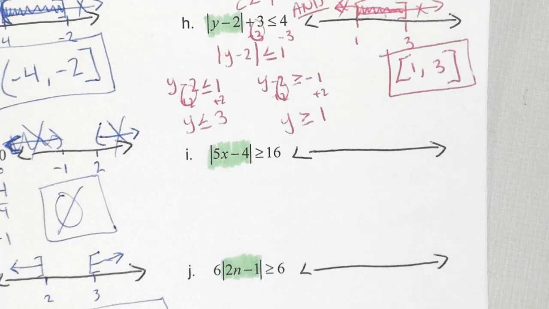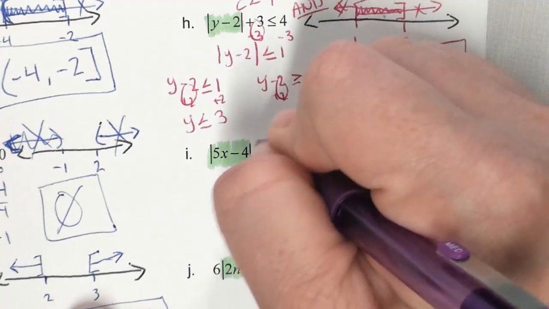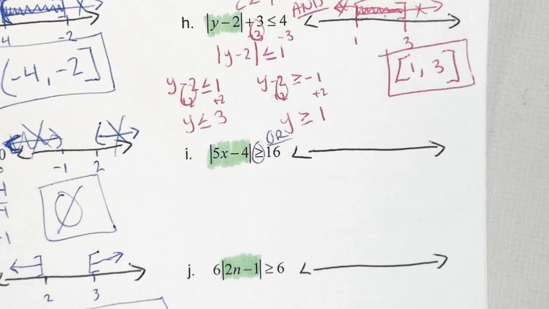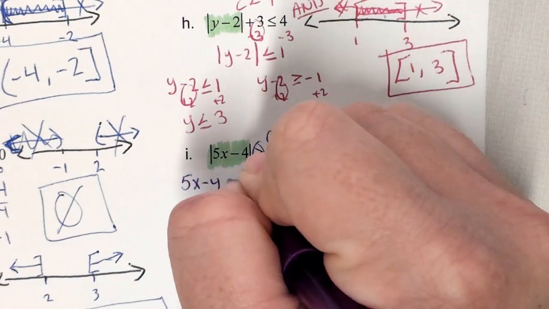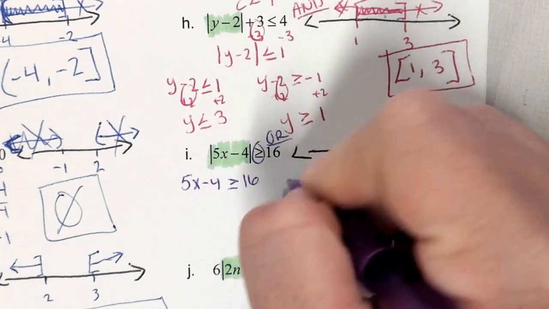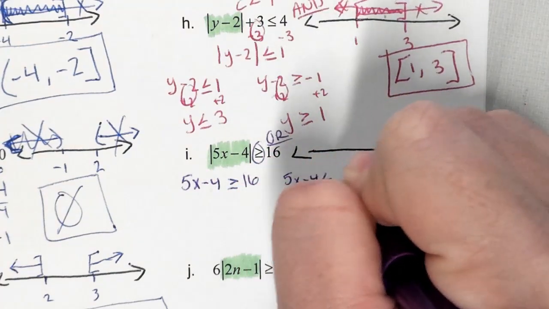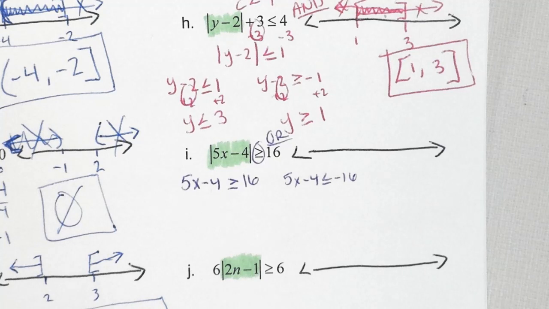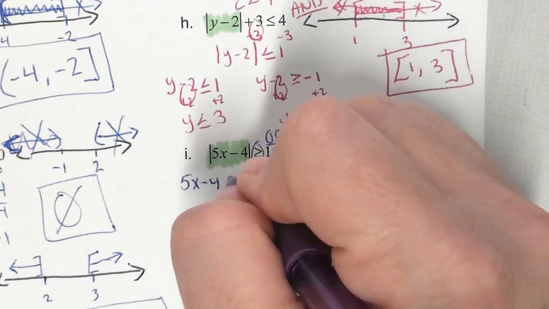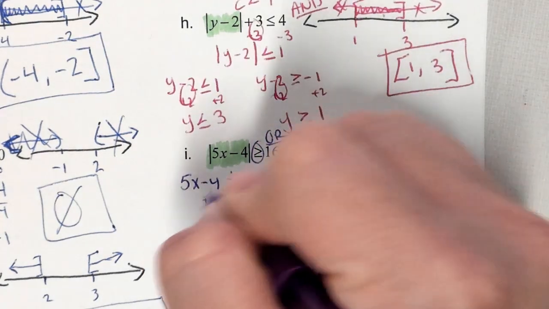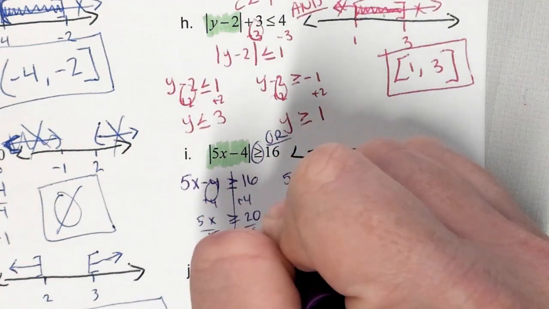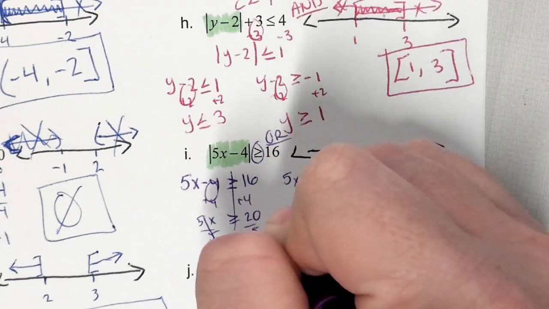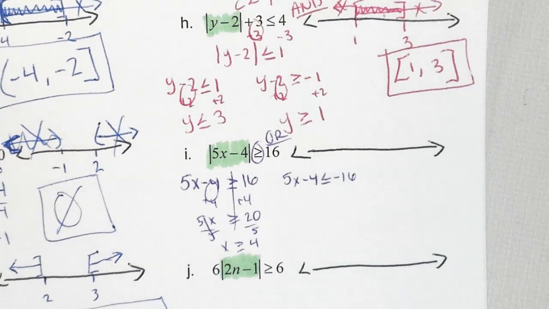Okay, this one is a greater than OR problem. And my absolute value is alone, so I have 5x minus 4 is greater than or equal to 16. 5x minus 4 is less than or equal to negative 16. Solve both. Plus 4, 5x is greater than or equal to 20. Divide by 5, x is greater than or equal to 4.